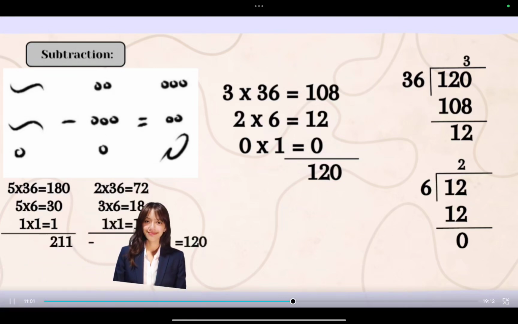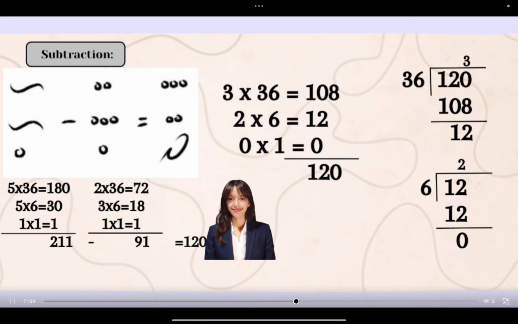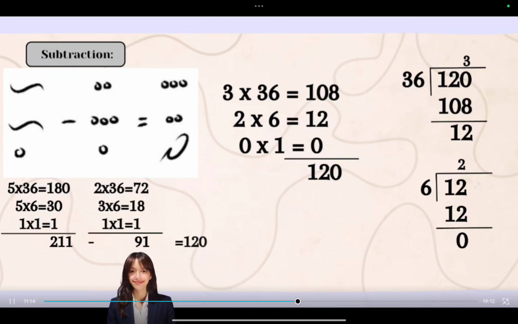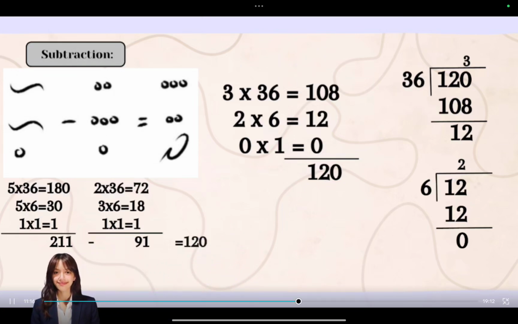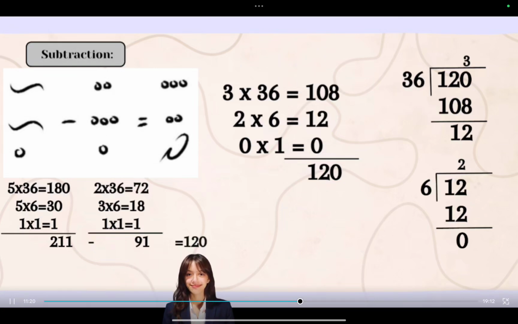Now for the other number, 2 times 36 is equal to 72, 3 times 6 is equal to 18, and 1 times 1 is again 1. Adding these 3 up will give us 91. Now we will subtract the results. 211 minus 91 is equal to 120.